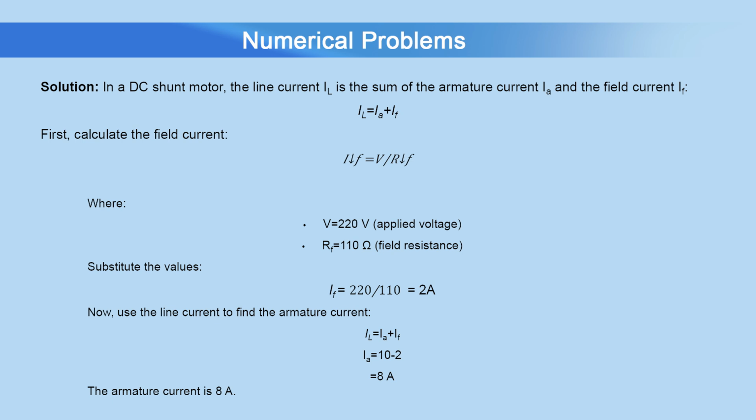Okay, IF value. So finally what you will get? You will get the armature value 8 ampere. So 8 ampere is the current which is flowing through the armature. So in this way you can solve the problem.